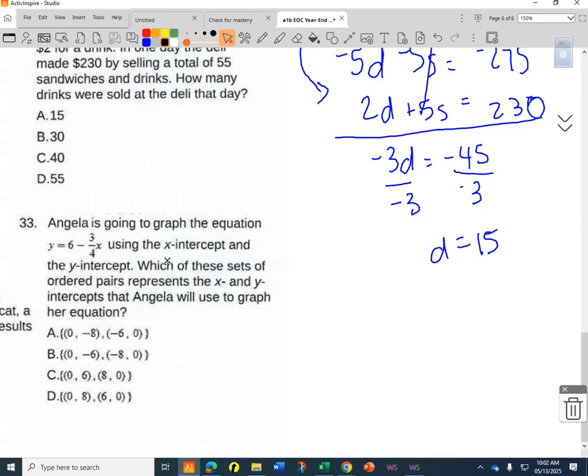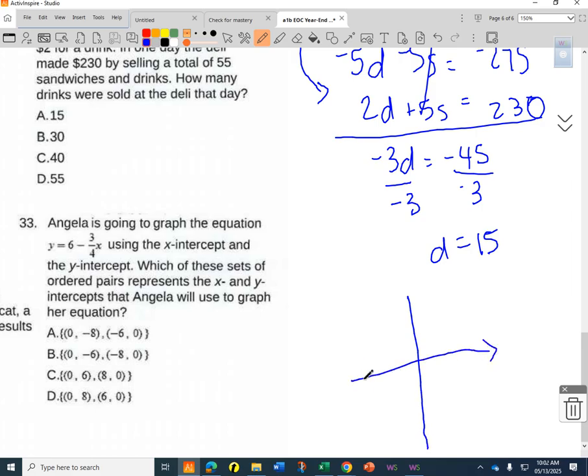33. If Angela is going to graph the equation y equals 6 minus 3/4 x using the x and y intercept, which of these sets of ordered pairs represents the x and y intercepts that Angela will use to graph her equation? Well, first let's remember what are x and y intercepts. What are they? And how do we know if we see an ordered pair which is which?